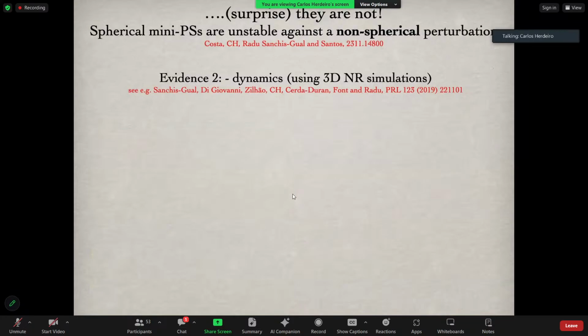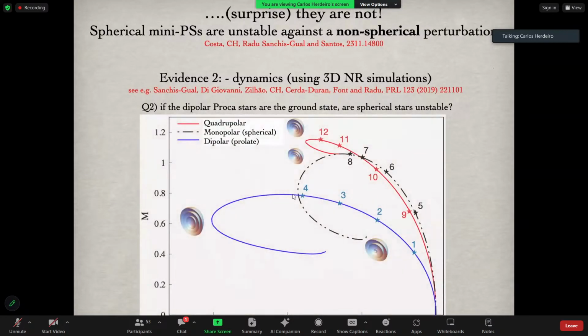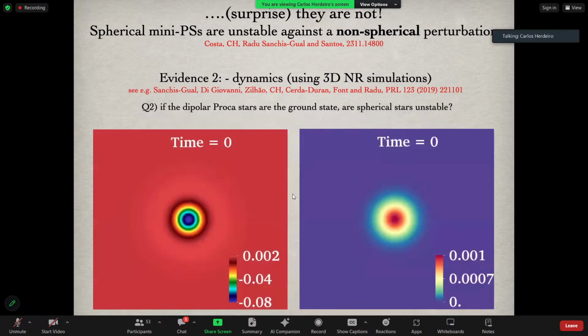So we pose a second question. If the dipolar protostars are the ground state, are spherical stars unstable? Again, we selected a number of solutions, identified in this slide from 5 to 8, along the black dotted-dashed line, for the spherical stars, the monopolar stars, and we evolved them. Let me illustrate these evolutions with one of them. This is number 7, it doesn't really matter.